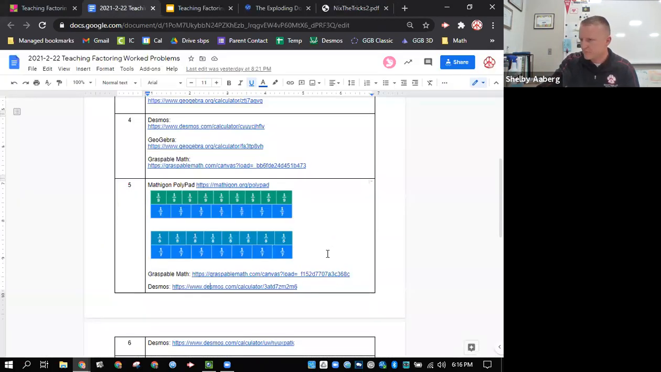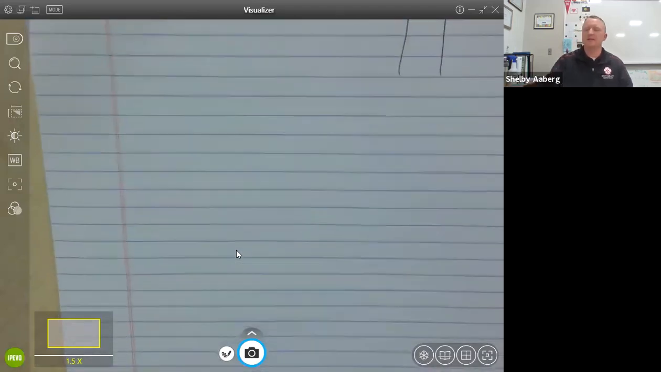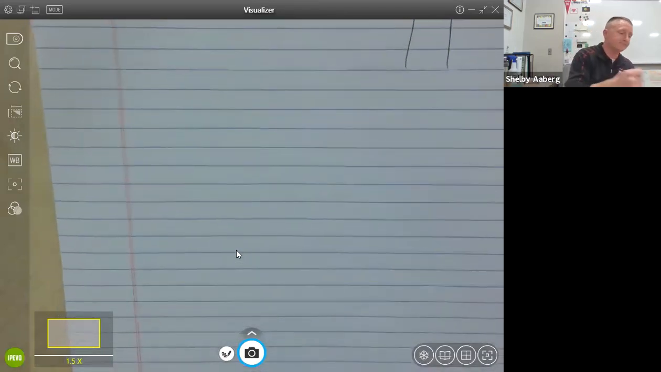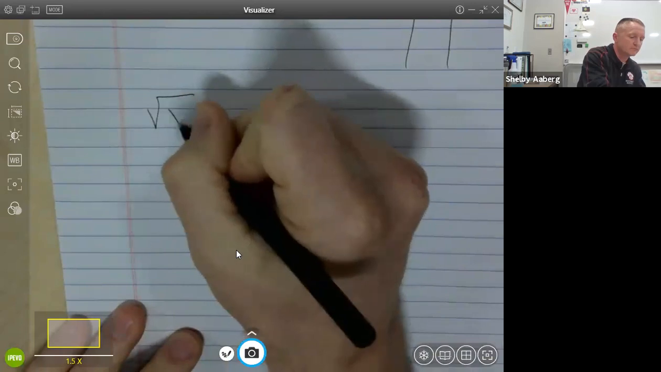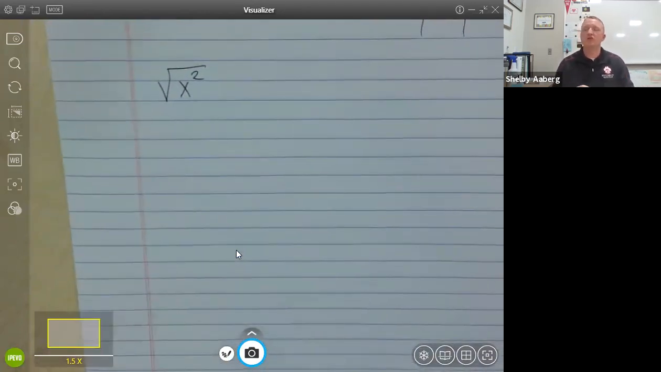It's the tricks. Jailbreak radicals appears in there: square root and can't, square cancel. You know, one of my pet peeves in Calc BC and Calc AP when I've taught it is this. So I present that to the room for your consideration.